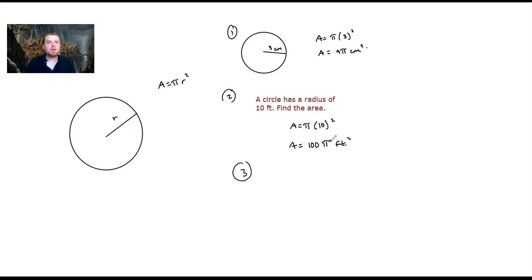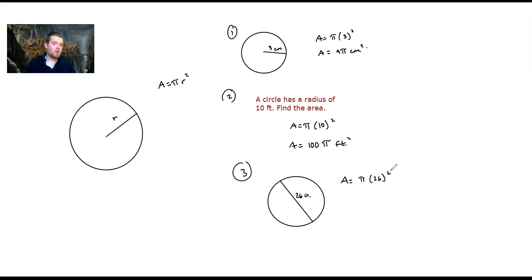If you get a little bit trickier, for instance, let's say I give you a circle and give you the diameter instead of the radius. So, okay, here's a circle. Let's say I say the diameter is 26 inches. Okay, well, a lot of students are going to make the mistake of just plugging that in. Area equals pi times 26 squared.